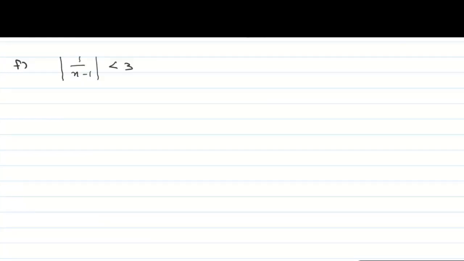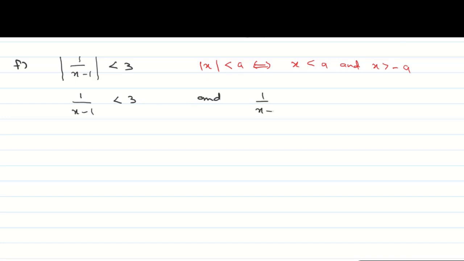Okay, for the final example, we have absolute value of 1 over x minus 1 less than 3. Okay, we have absolute value of x less than a. Remember, the definition is x less than a and x greater than negative a. So now we open the sign of the absolute value. So we have 1 over x minus 1 less than 3 and 1 over x minus 1 greater than negative 3. So this is rational inequality.